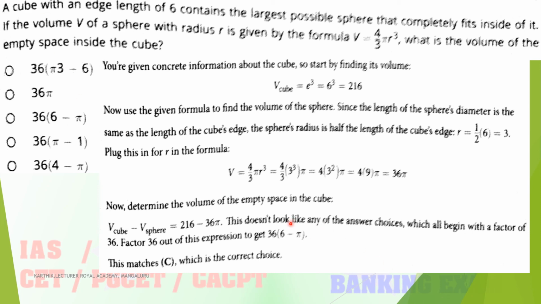So that is how much? 36 into (6 minus pi). So which answer is correct? Option C is the correct answer.